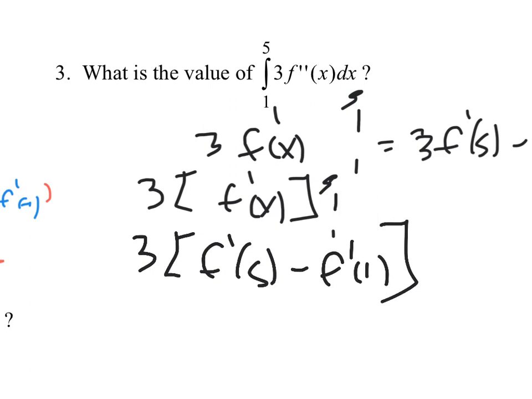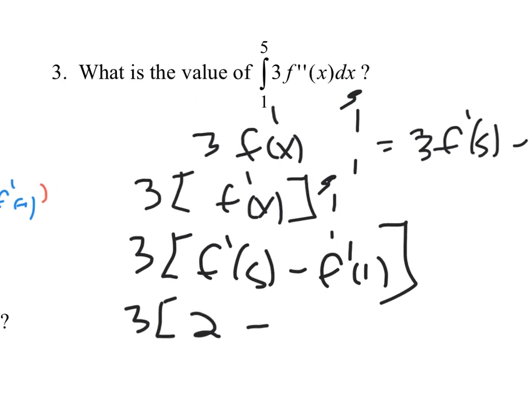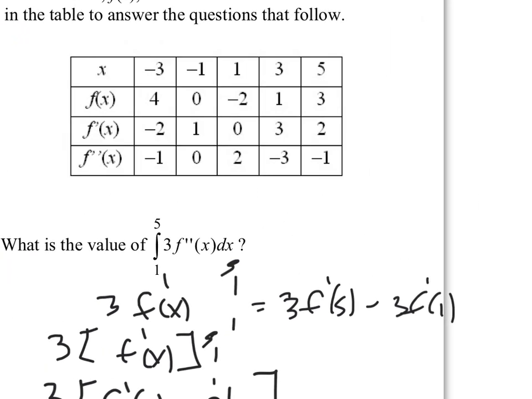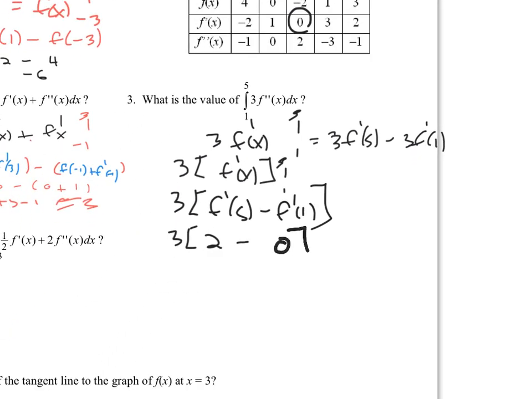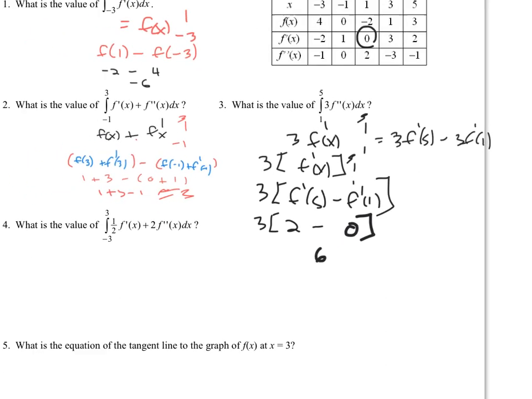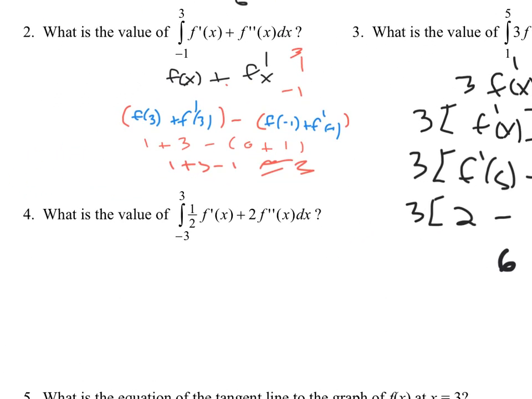What is f prime of 5? 3 times 2 minus f prime of 1. F prime of 1 is 0. Oh, f prime of 1? 0. Let me look myself. F prime of 1, here's the 1. F prime is 0. That becomes the answer of 6. Easy. Not bad at all. It looked scary when I first saw it.